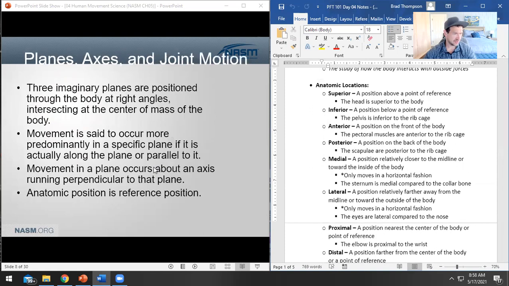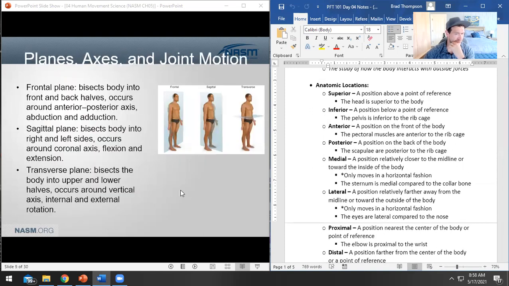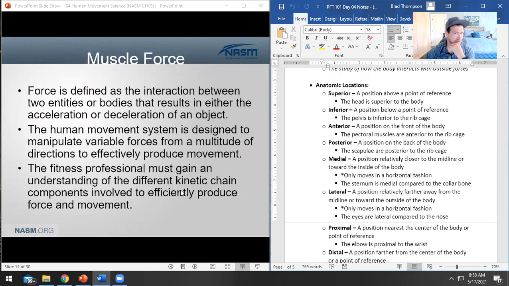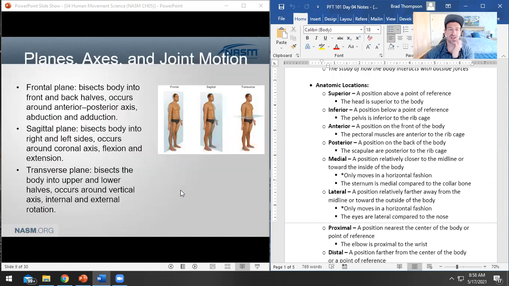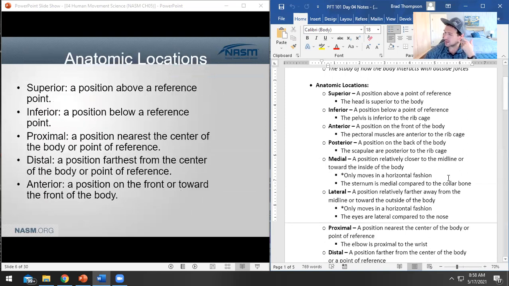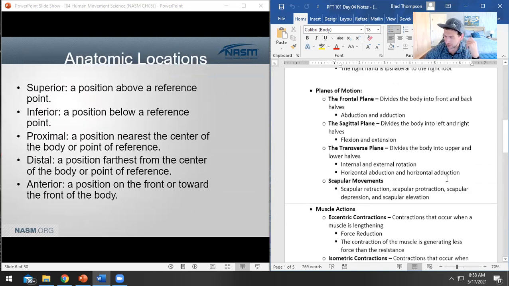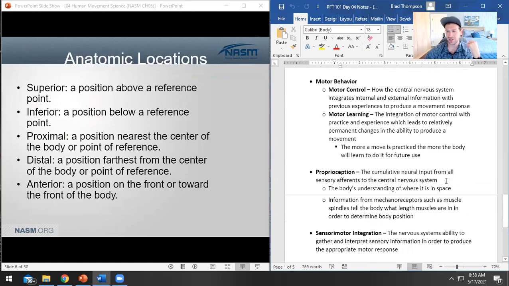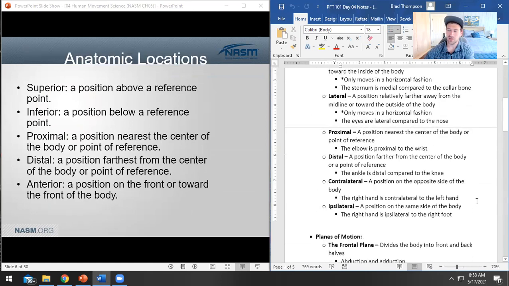So actually, hold on just 1 second. Where does it say? Oh, that's fine. I'm actually not seeing a term that I think is really important. So before we get started, anatomic location's not on here, or anatomic position rather.